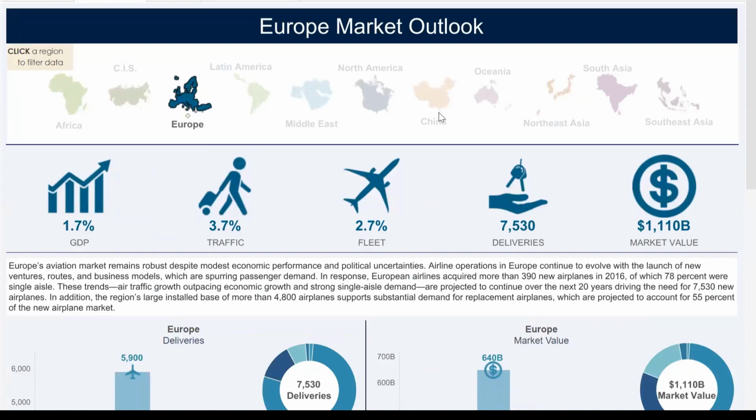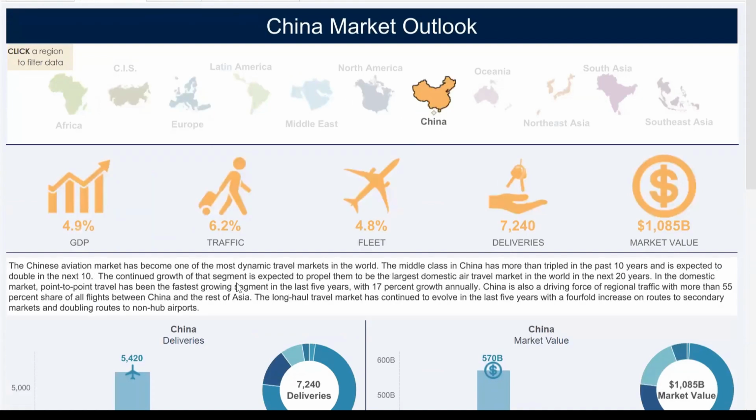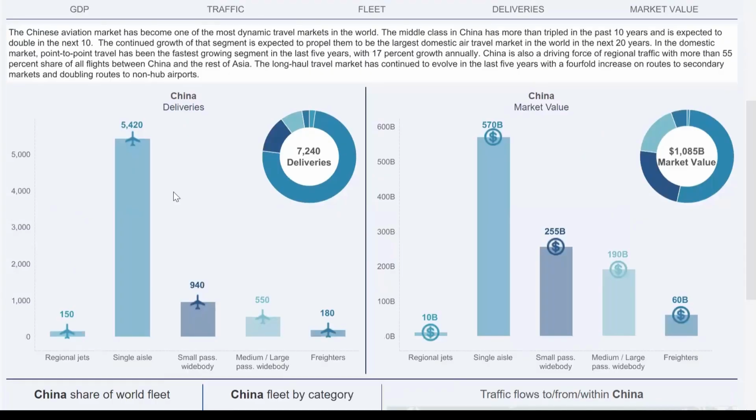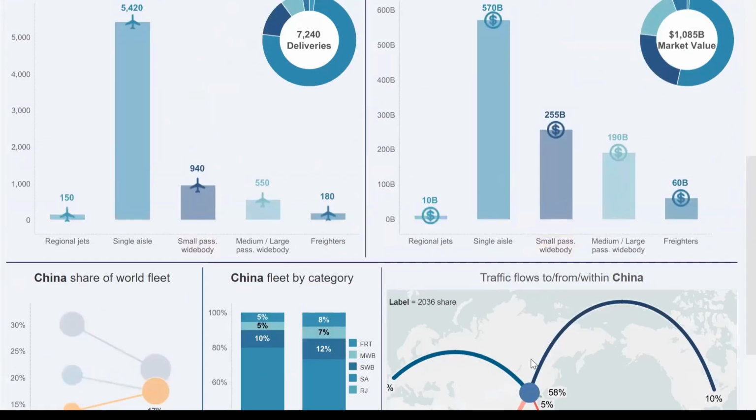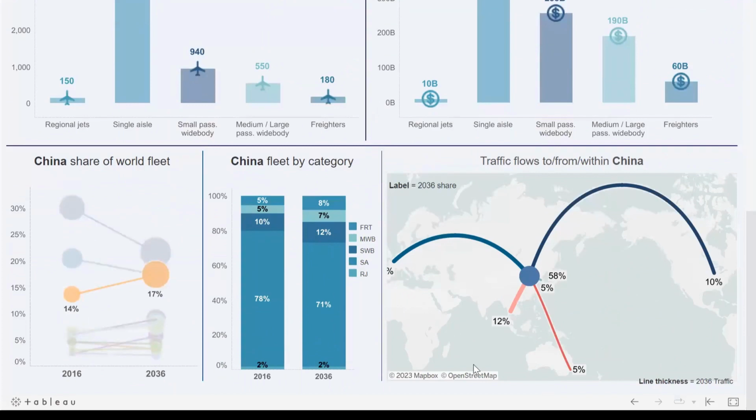Let's now look at China. We have information about the Chinese market. The market value is 1.085 trillion. This accounts for 4.9% of the GDP, 6% of air traffic, and we have 7240 deliveries made. This is basic information, and you'll notice after selecting each, we have filters enabled in this case, and specific information is displayed. Let's remove that, and you'll notice that the air traffic from China is as follows.